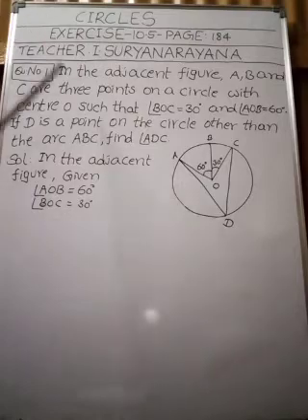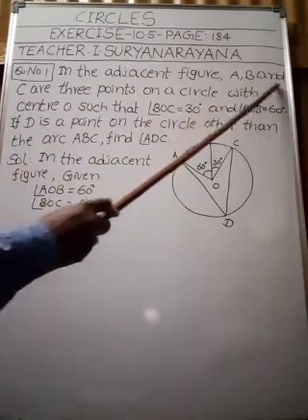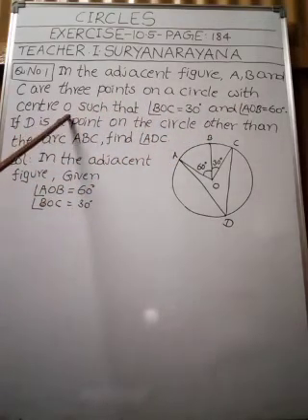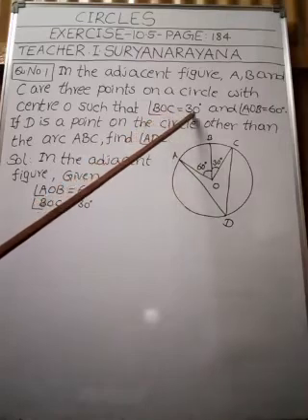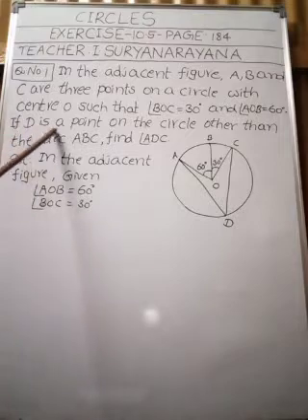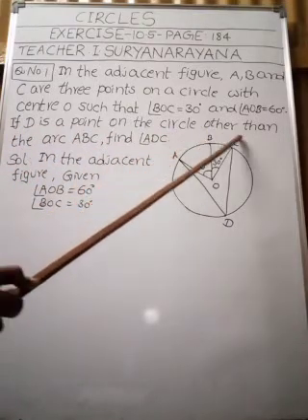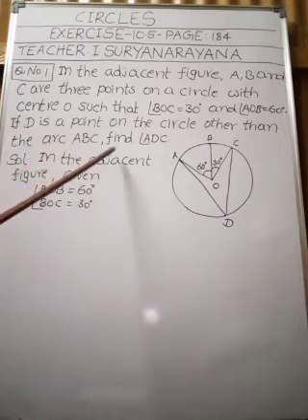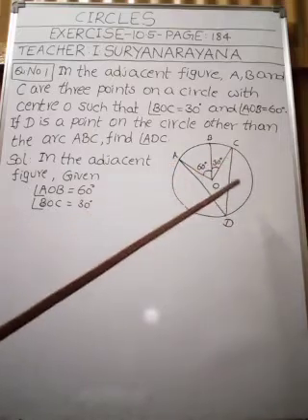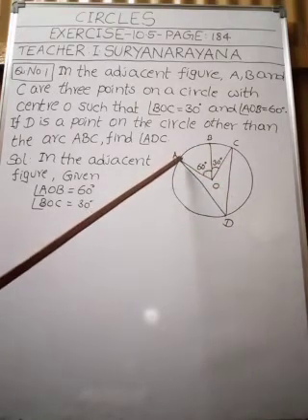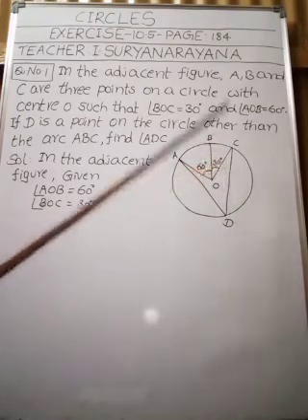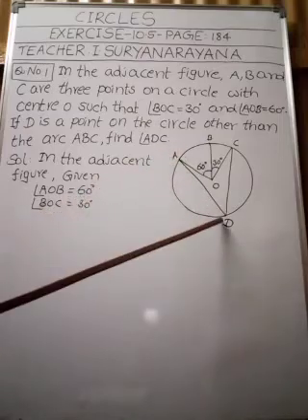Right. In the adjacent figure, A, B and C are 3 points on a circle with center O, such that angle BOC is equal to 30 degrees and angle AOB is equal to 60 degrees. If D is a point on the circle other than the arc ABC, find angle ADC. See, observe this figure, my children. This is a circle with center O, and it is given that angle AOB is equal to 60 degrees, angle BOC is equal to 30 degrees. Then we have to find angle ADC.